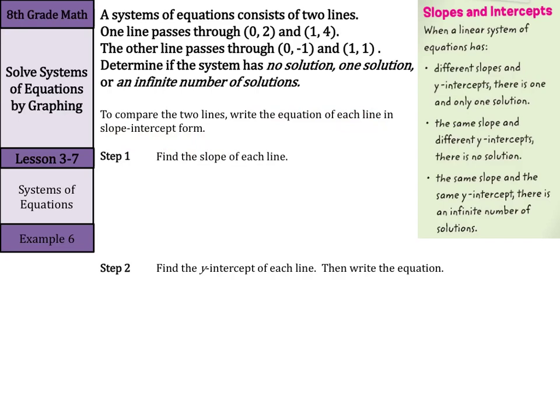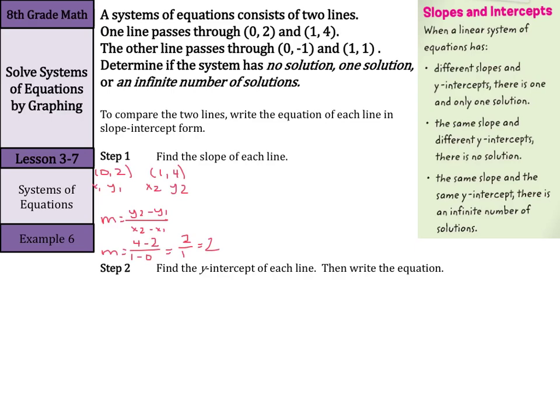So let's find the slope of each line. If we start with our (0, 2) and our (1, 4), and we do our classic (x1, y1) and (x2, y2), our slope is equal to the change in y's, y2 minus y1, over our change in x's, x2 minus x1. So our slope is going to equal y2, which is 4, minus our y1 of 2, over 1 minus 0, which simplifies into 2 over 1, or just 2. Now let's focus on this line first, and then we'll move on to the next one.